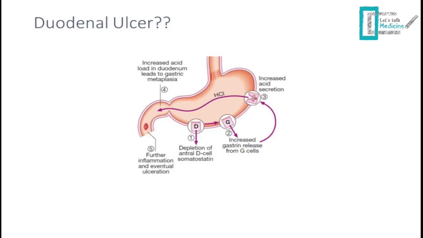Since all the food and chyme is going this way, we have increased acid load in the duodenum, and this later on causes gastric metaplasia. So you have different patches of gastric mucosa in the duodenum, and this causes colonization of the H. pylori in the duodenum, which causes further inflammation and ulceration.